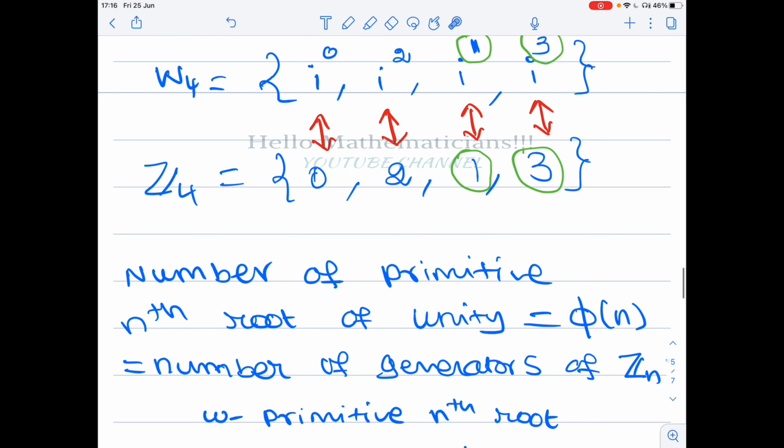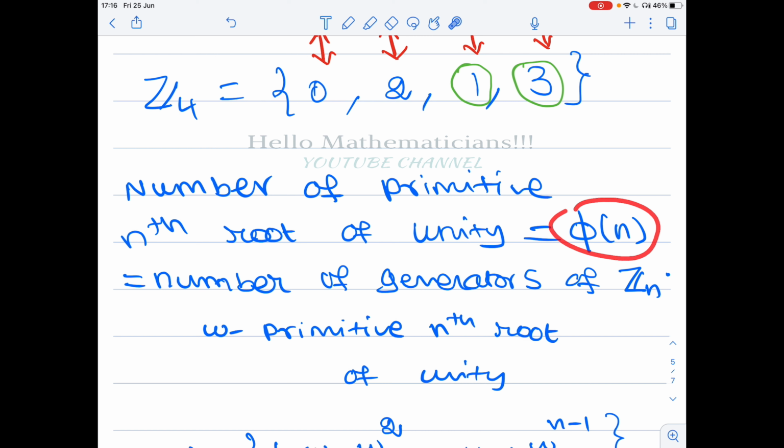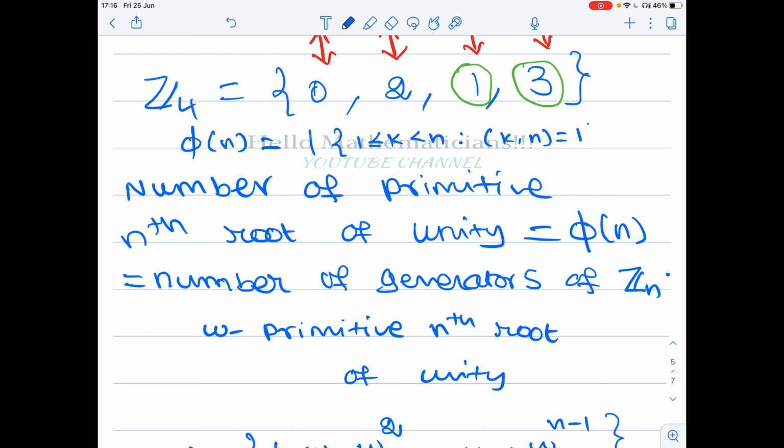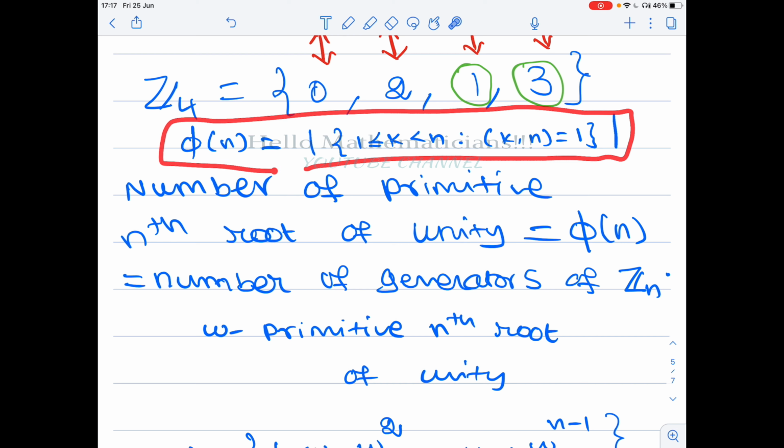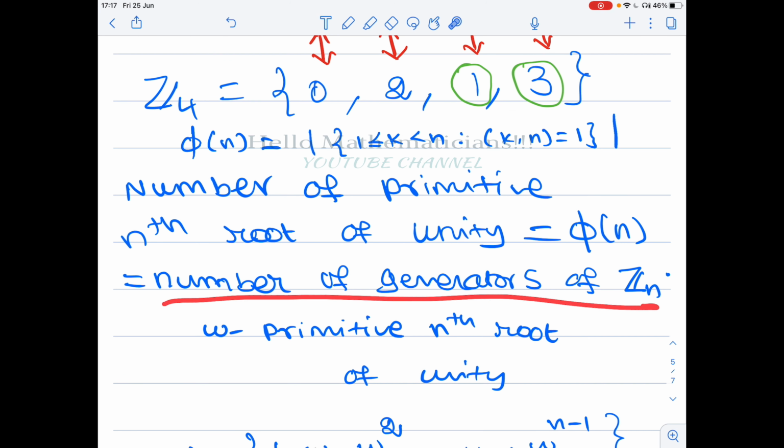Now in Zn, how many numbers are there that are relatively prime to n? That is precisely phi of n. So what is phi of n? That is the Euler totient function. Phi of n is equal to the cardinality of the set of all k with 1 less than or equal to k less than n such that gcd(k, n) is 1. So whichever numbers are relatively prime to n, we collect that set. The cardinality of that set is phi of n. If you take any number from this set, it will be a generator for Zn. Therefore, the number of generators for Zn is phi of n.